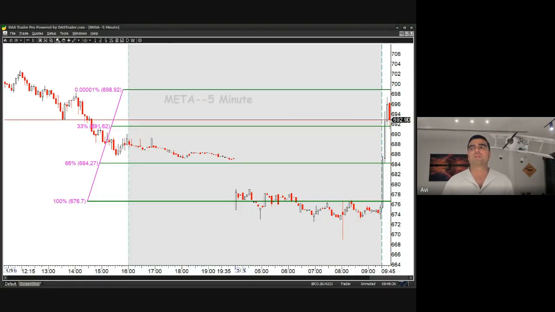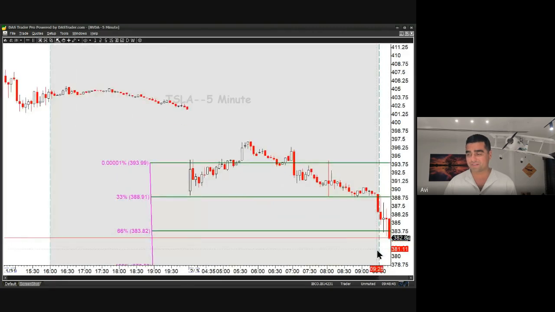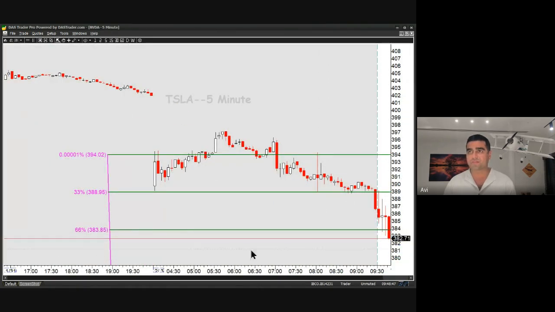Tesla now perhaps looking to go down. It's making new lows. But Tesla is hard to trust. I mean, again, if you're looking to break out of this area, is it happening now or is it just another wick? You don't know. That's why I don't trust breakouts.